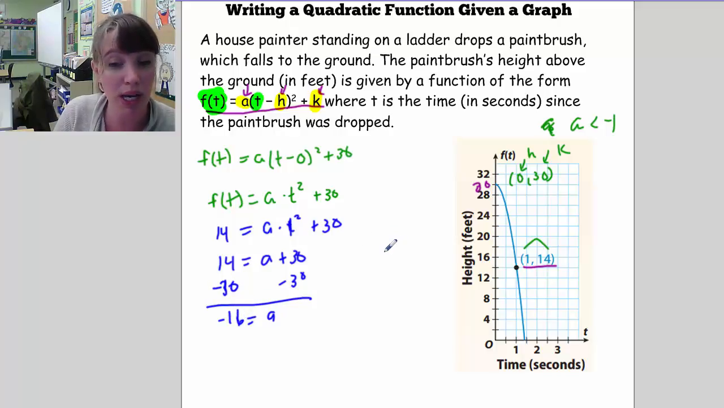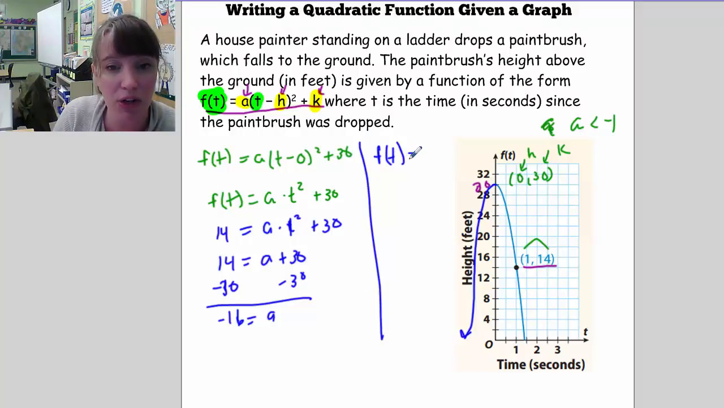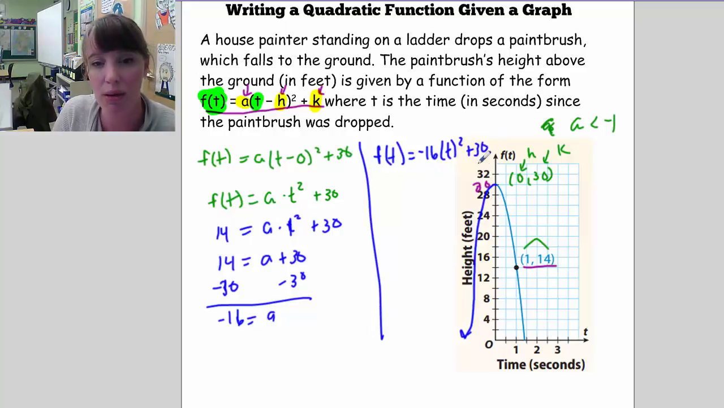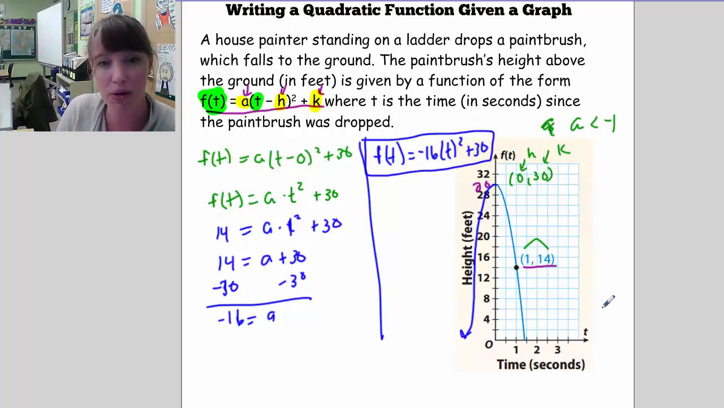Okay, so not only has it been narrowed, but it's also negative, and we can see it's reflected, because if I drew the other part of the parabola, it would be opening downward. So finally, the function, or the height as a function of time, is -16 t squared. I didn't need those parentheses. I don't know why I put them there. It's just a force of habit. So -16 t squared plus 30 is my overall function. All right, so that's how to write a function given a graph.